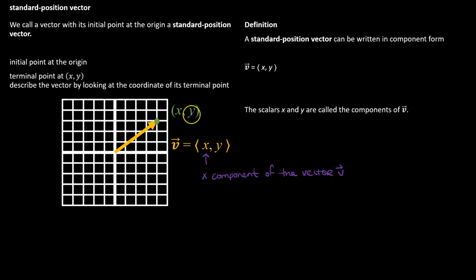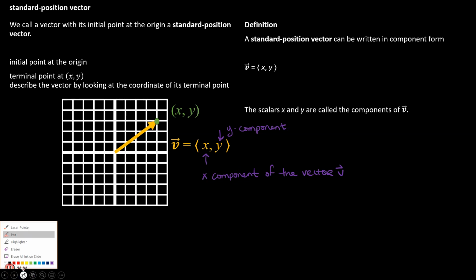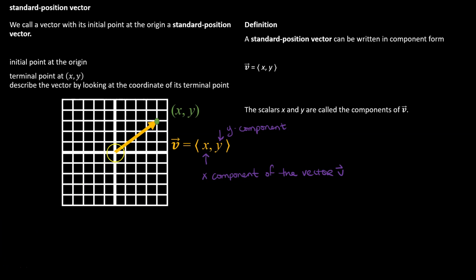Same with the y coordinate of the green point. I would take that value and plug it in as the y component of the vector v. If we wanted to write out the component form for the vector that we have drawn, I can see that the green point is at 1, 2, 3, 4. So it has a 4 for the x coordinate, and then it has a 3 for the y. It's up 3 units. So this would be the terminal point.